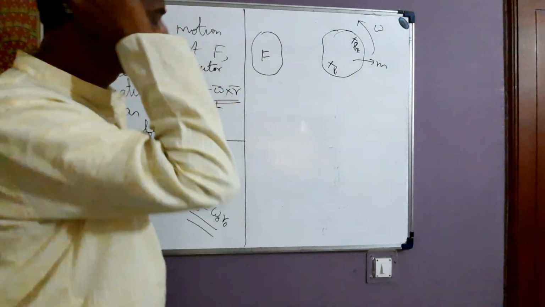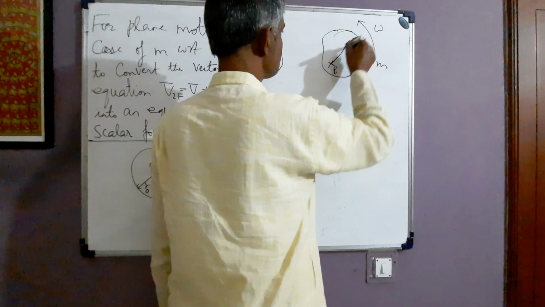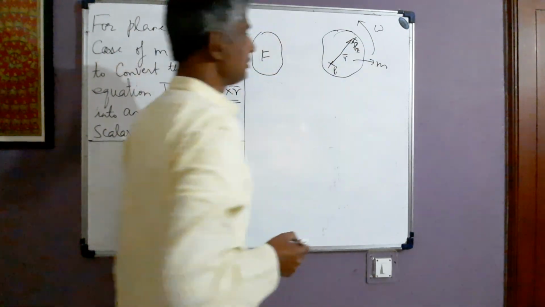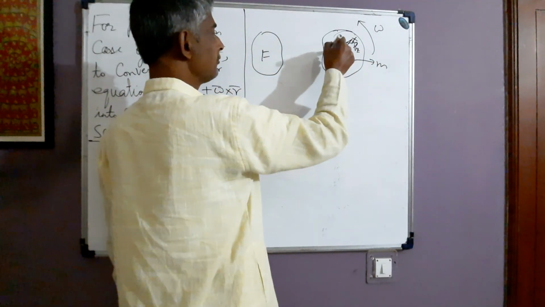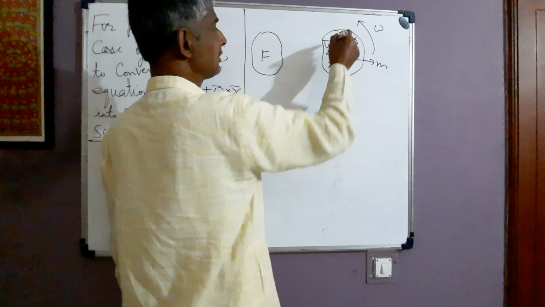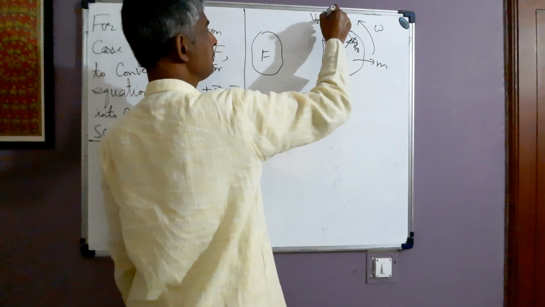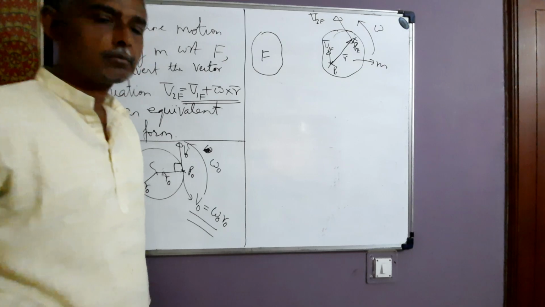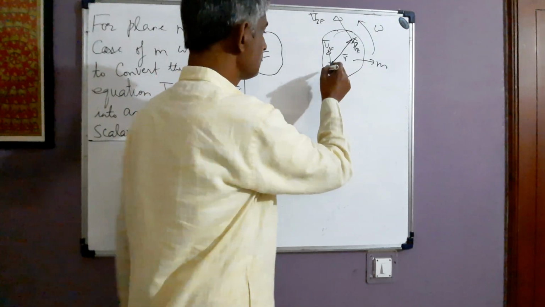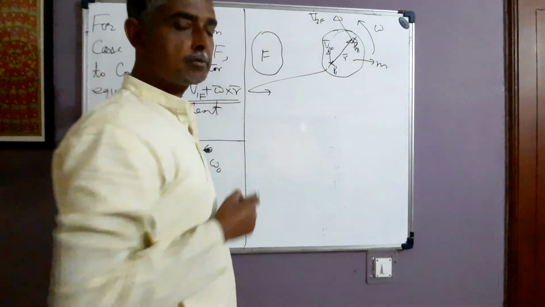Suppose R is the vector from P1 to P2. The velocity of P1 with respect to F is V1F at time t, and the velocity of P2 with respect to F is V2F at time t. Now we are assuming one more thing, first that M undergoes plane motion with respect to F.